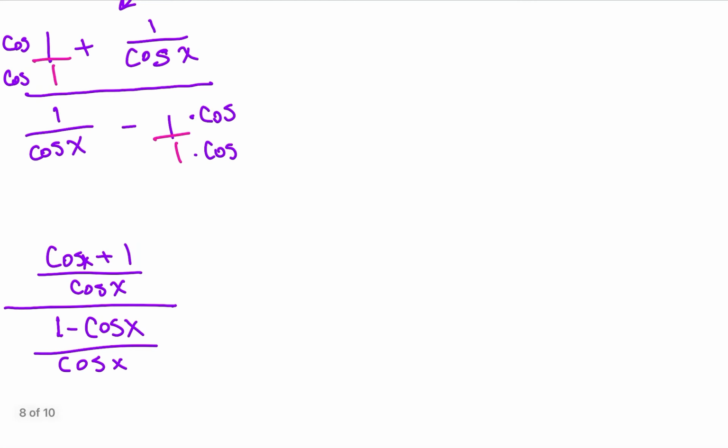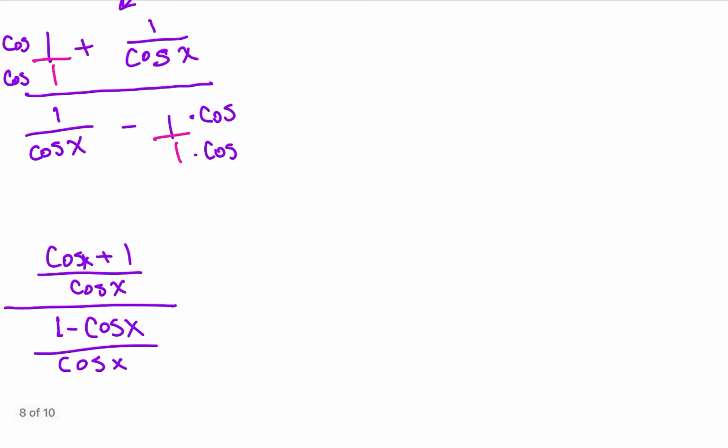Now I can go ahead and do that keep, change, flip. So I'm going to keep the top one the same, and I'm going to move this up and do the reciprocal. So cosine of x goes on top, 1 minus cosine of x goes on the bottom. So I know that this cosine x is going to cancel with this cosine x. And I now know that this new fraction here comes out to be cosine of x plus 1 over 1 minus cosine of x.